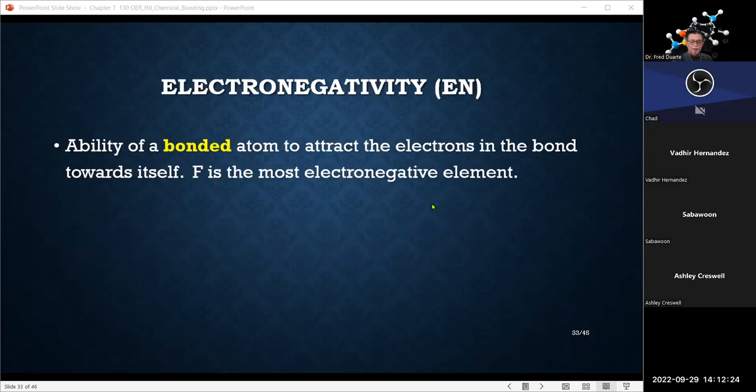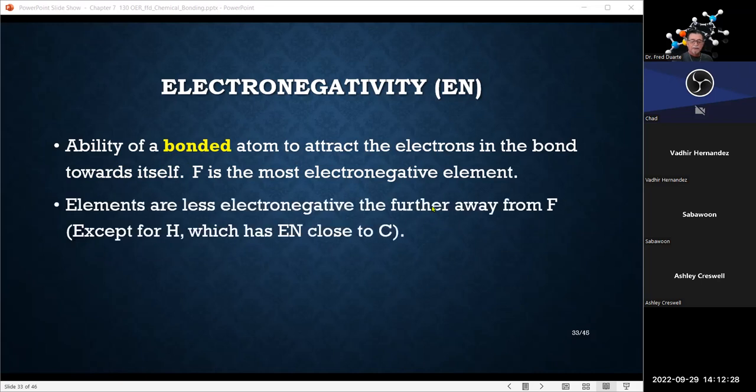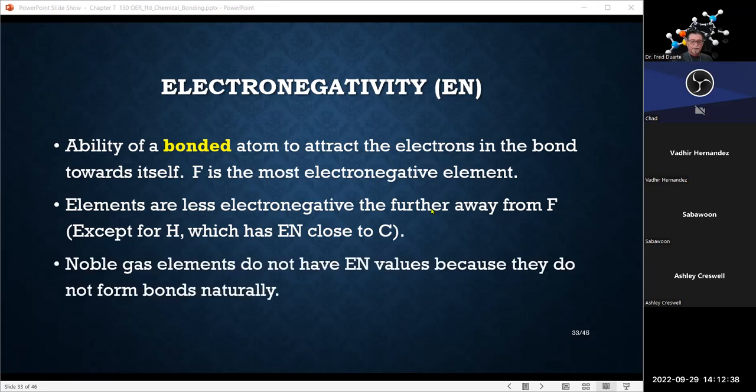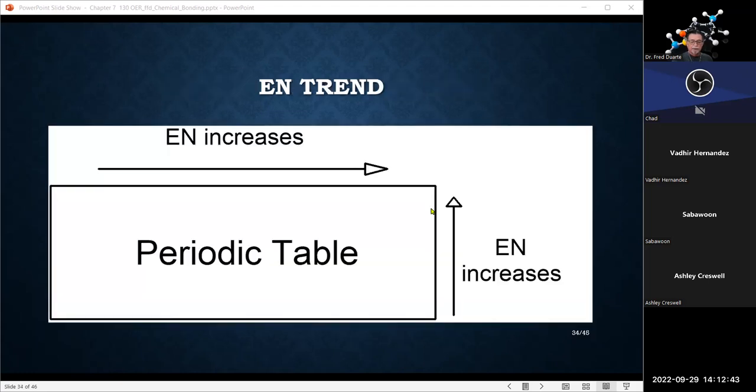So refresh your memory about electronegativity. That is the affinity an atom has for electrons, pulling them onto itself. As I stated, fluorine is the most electronegative element, and noble gases obviously don't have that. The general trend is that left to right goes up. Fluorine is right here, and so that's our benchmark. That's our reference point.